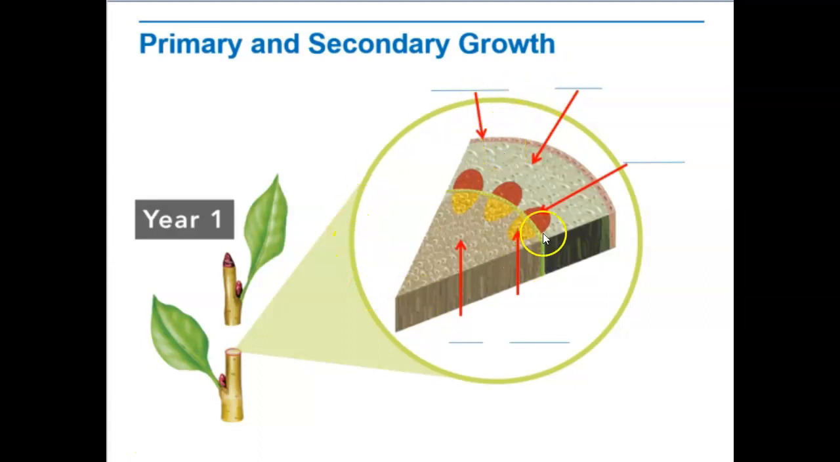So just a little review here of the structures. Hopefully you would be able to label these at this point. So here we have the epidermis, here we have the cortex, here we have the phloem and the xylem, and here is the pith. Okay. Now by looking at this, we can also tell that this plant is a dicot, right? Because the vascular bundles are found in a ring.